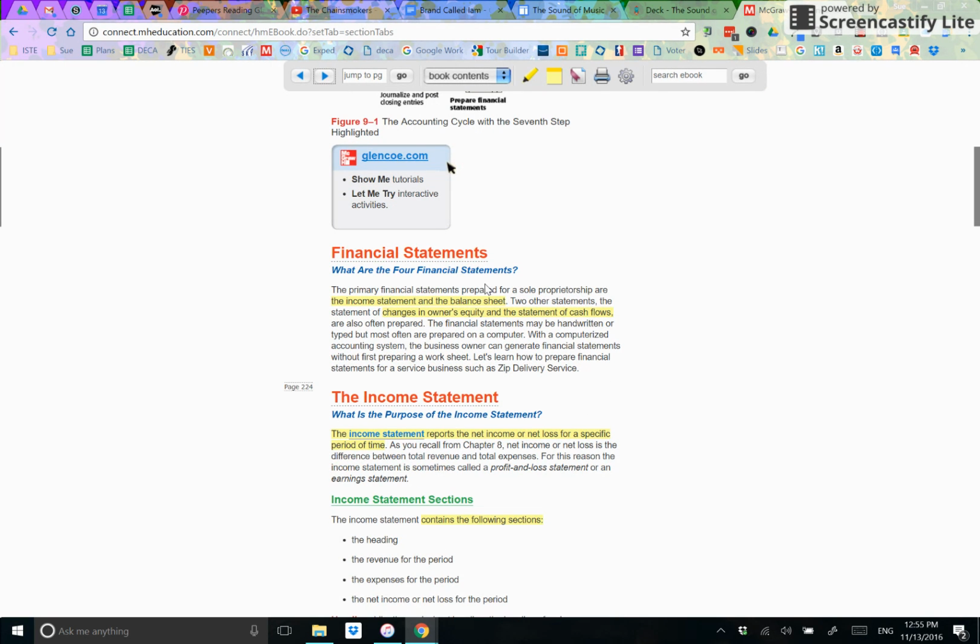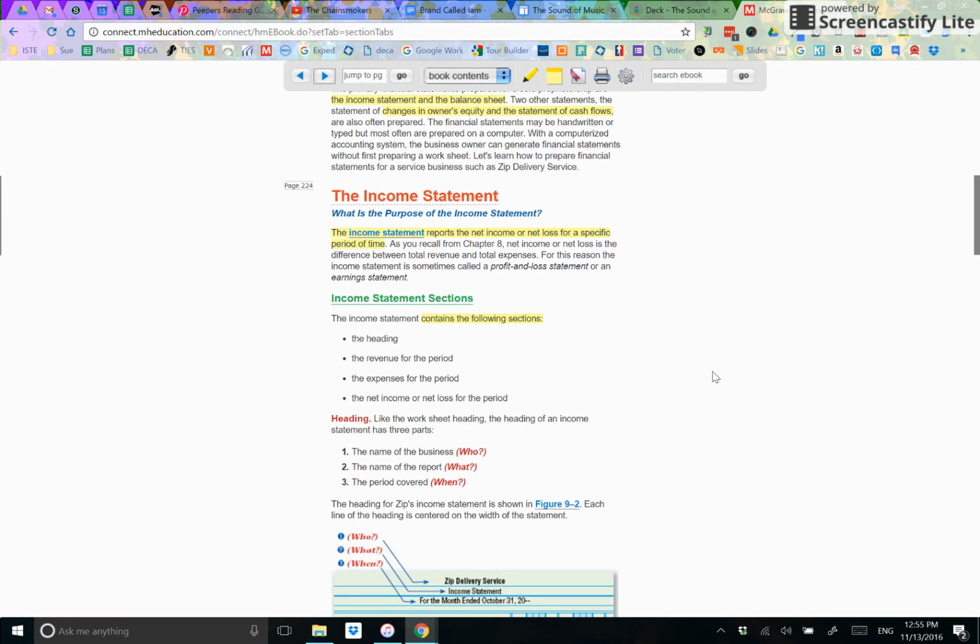So all businesses do an income statement and a balance sheet. And then two other statements that they might or might not do are the statement of change in owner's equity and a cash flow statement. So we're going to start and look at the income statement. The income statement is reporting whether the company has a net income or a net loss.